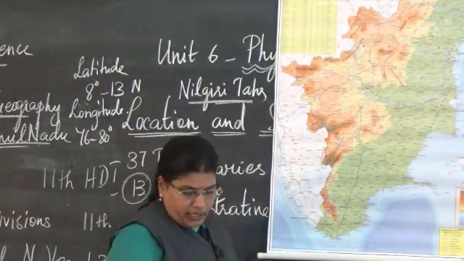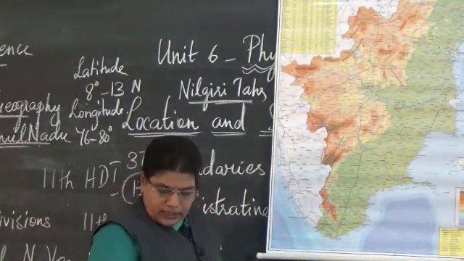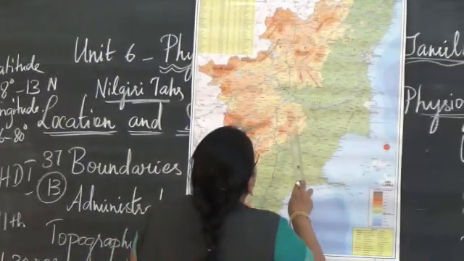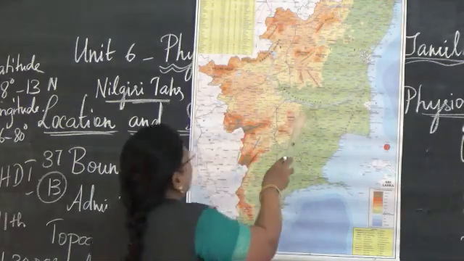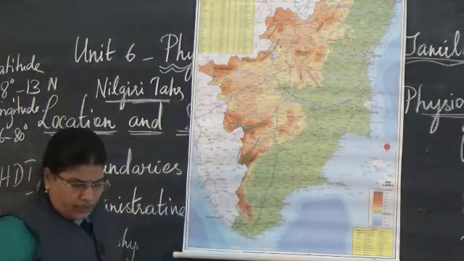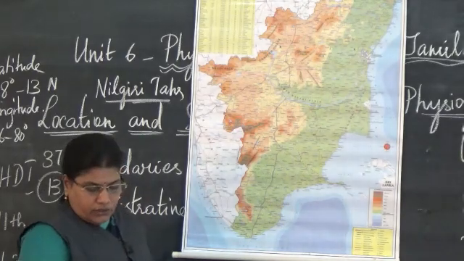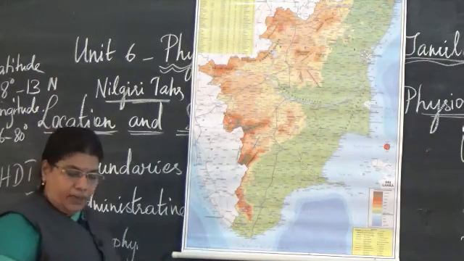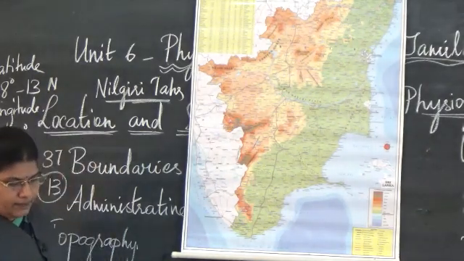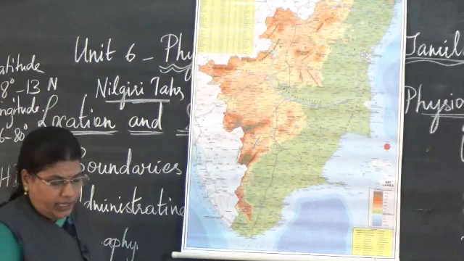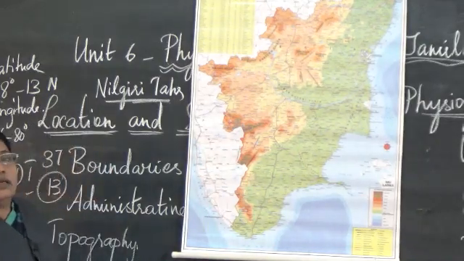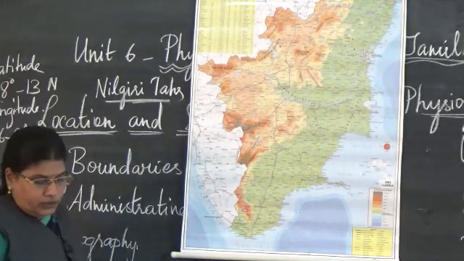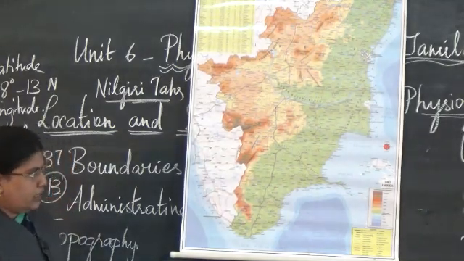Then we have the Pachaimalai Hills. It is the lowest hill range, present in Trichy and near Salem. In Tamil, Pachai means green. So it has a very good vegetation cover, greener than other parts of the Eastern Ghats. Hence it is named Pachaimalai. In Pachaimalai, we have the jackfruit. It is a very popular product of these hills.